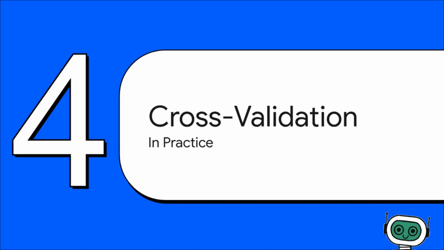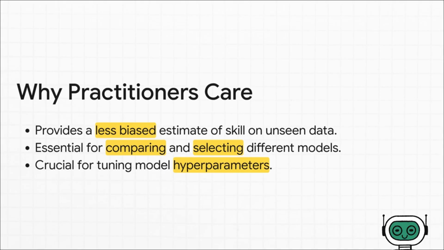Okay, so that's the how. Now let's talk about the why. Why is this so common in practice? Well, there are a few huge reasons practitioners rely on this. First, as we've said, it gives you a much more honest estimate of how your model will do on data it's never seen before. Second, it's absolutely essential for comparing different models. If you want to know if Model A is truly better than Model B, you compare their cross-validation scores, not a single test score. And third, it's a critical part of hyperparameter tuning, finding the best settings for your model.